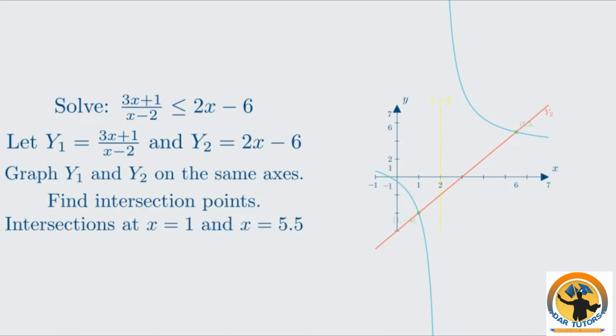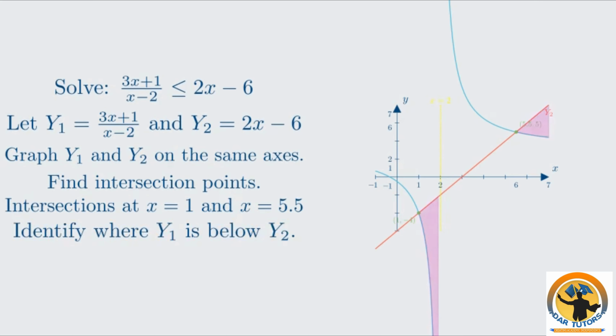Next, we find the points where the two graphs intersect. Using a graphing calculator, we find two intersection points, one at x equals 1 and another at x equals 5.5. The inequality asks for where y1 is less than or equal to y2. Graphically, this means we are looking for the x values where the graph of the hyperbola is below or touching the graph of the line.